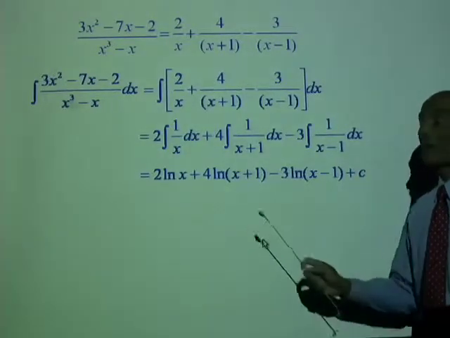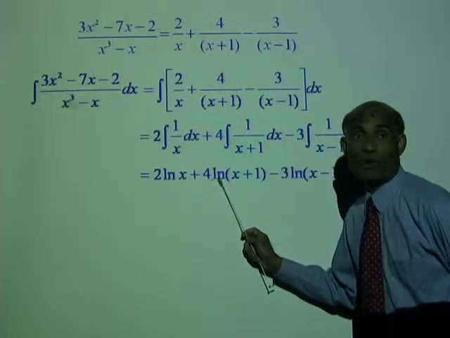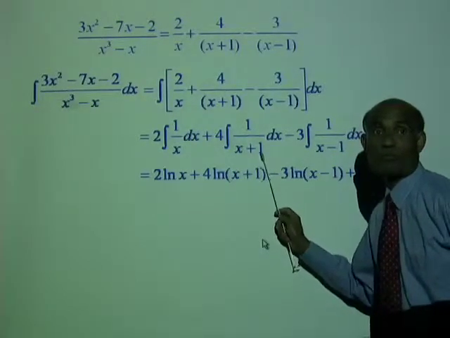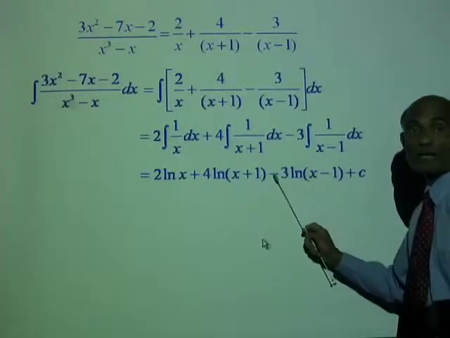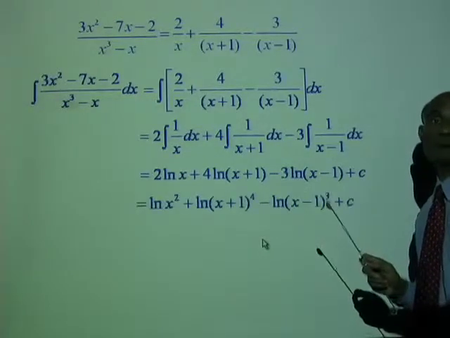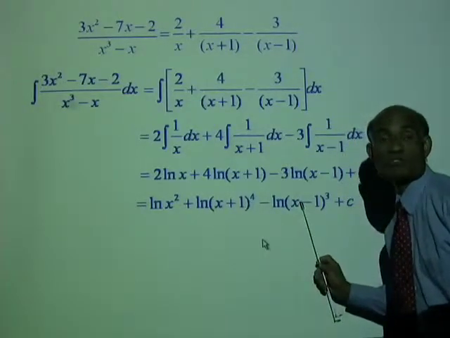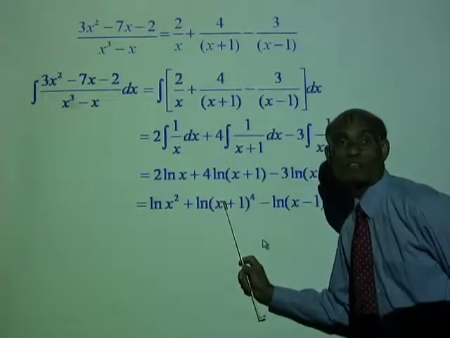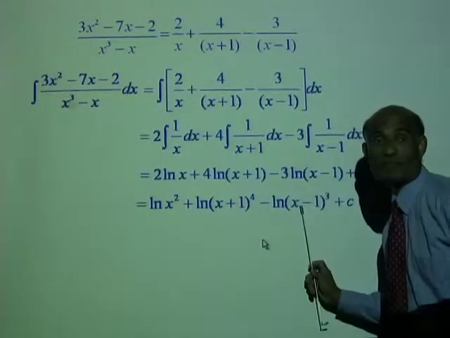plus c. And 2 ln x is ln of x squared. 4 ln x plus 1 is ln of quantity x plus 1 to the power of 4. And minus 3 ln x minus 1 is minus ln x minus 1 quantity raised to the power of 3. There you are. And this can be combined into one ln quantity. How is that? Now these two are positive. That means they will get multiplied and this will go to the denominator. Is that right?